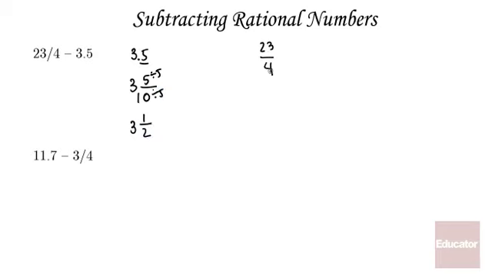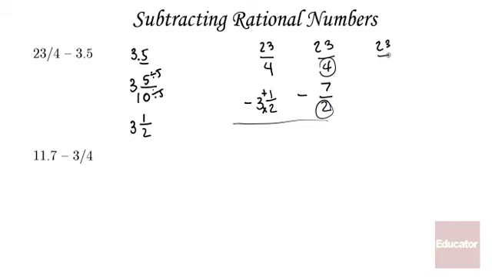So now I'm looking at 23 over 4 minus 3 and 1/2. Well, we have no whole number out front here, but I do see that this is an improper fraction. So I'm also going to change this into an improper fraction. 3 times 2 is 6 plus 1 is 7. So I have 23 over 4 minus 7 over 2. Now I need to make the denominators the same. They can both be 4.